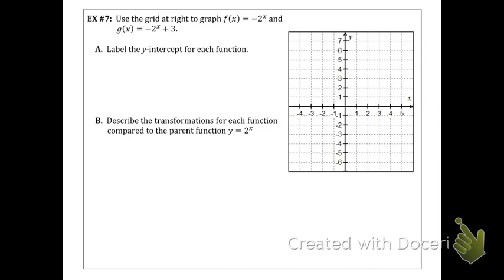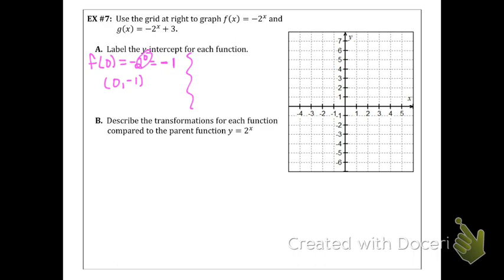All right, example 7 says use the grid at the right to graph f of x equals negative 2 to the x and g of x equals negative 2 to the x plus 3. Let's just label the y-intercept for each function. So remember the y-intercept is when x is 0. And be careful here because it's a negative 2 to the 0. The negative is not actually raised to the 0. Otherwise they'd have put it in parentheses. So I have a negative 2 to the 0 is 1. So I know my y-intercept is at 0, negative 1.